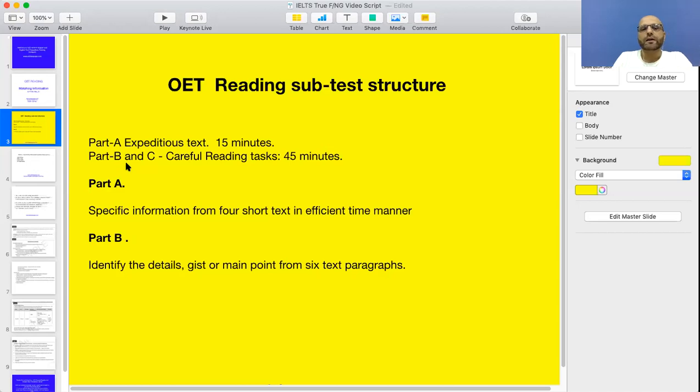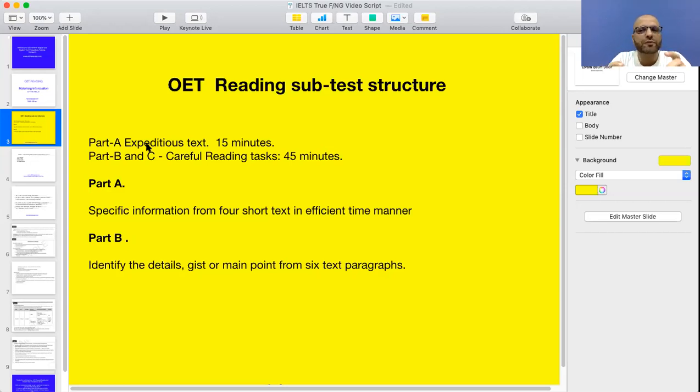Part A is, in nature, an expeditious text, which means that this text contains tasks which must be carried out in a time-efficient manner. Part B and Part C require a bit more detail and careful reading to get the correct answers from the text. Here is very important information that I'm going to talk about.